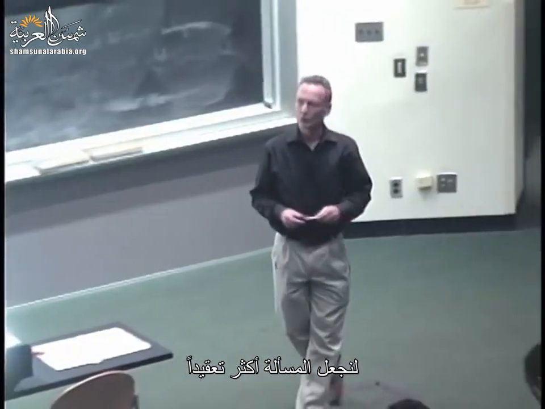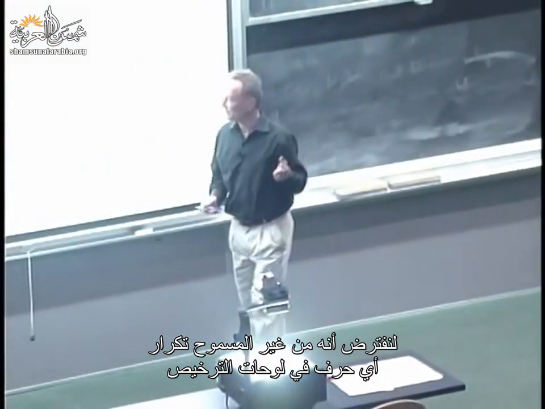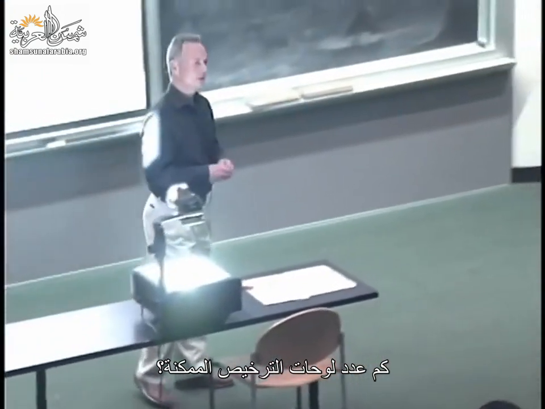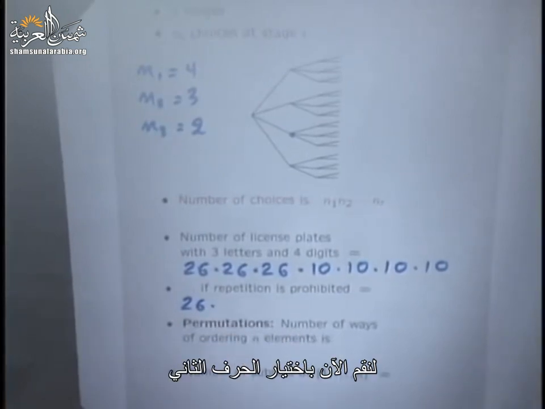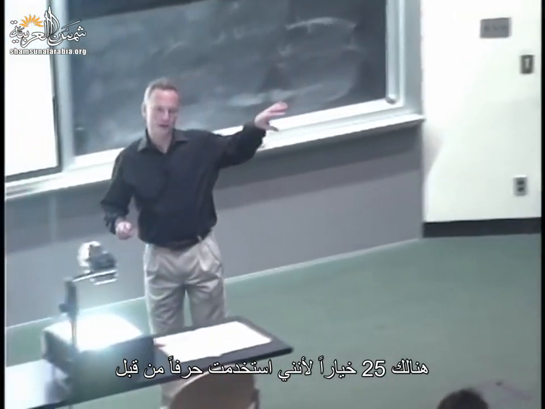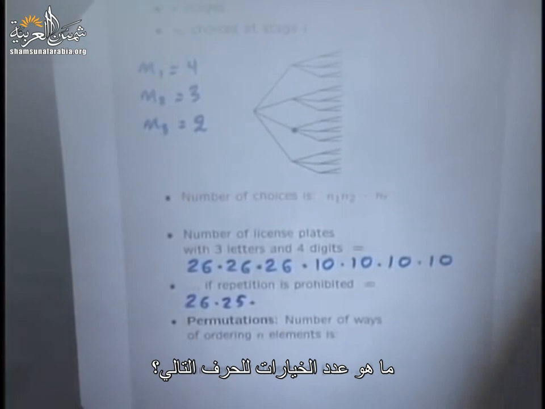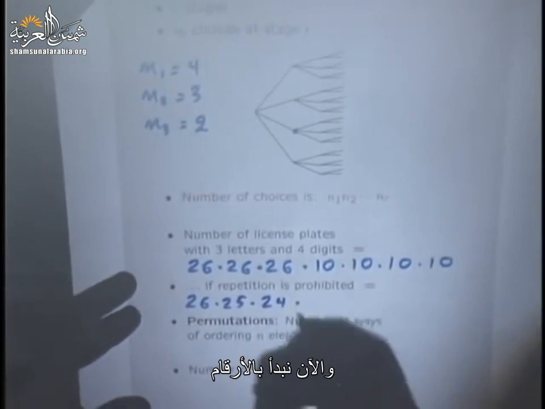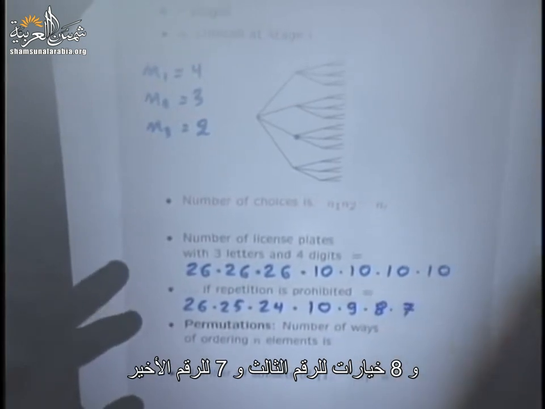Okay. Let's make it a little more complicated. Suppose that we're interested in license plates where no letter can be repeated and no digit can be repeated. So you have to use different letters, different digits. How many license plates can you make? Okay, let's choose the first letter and we have 26 choices. Now, I'm ready to choose my second letter. How many choices do I have? I have 25 because I already used one letter. I have the 25 remaining letters to choose from. For the next letter, how many choices? Well, I used up two of my letters, so I only have 24 available. And then we start with the digits. 10 choices for the first digit, 9 choices for the second, 8 for the third, 7 for the last one.